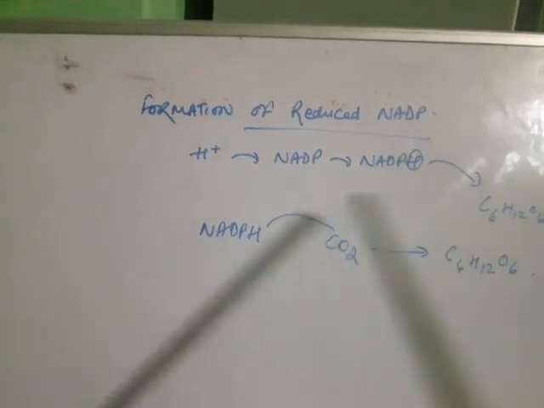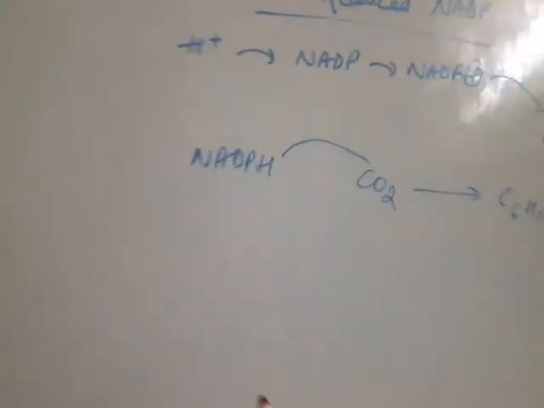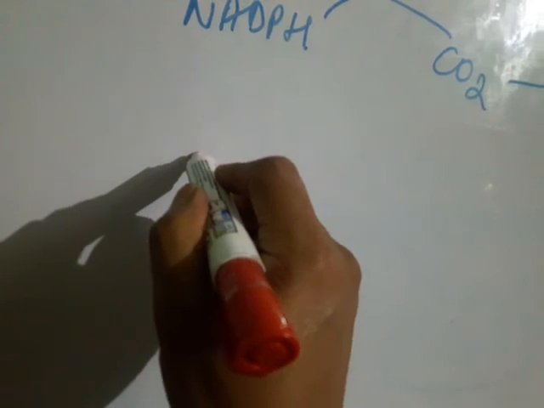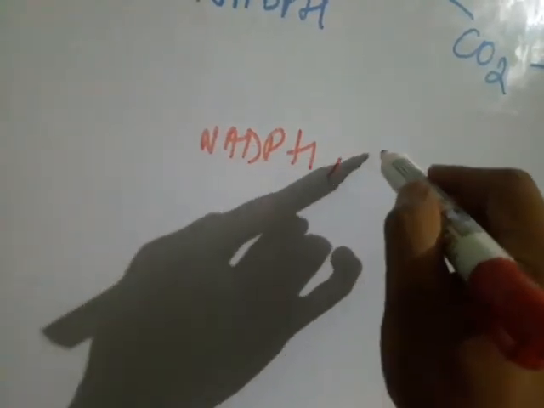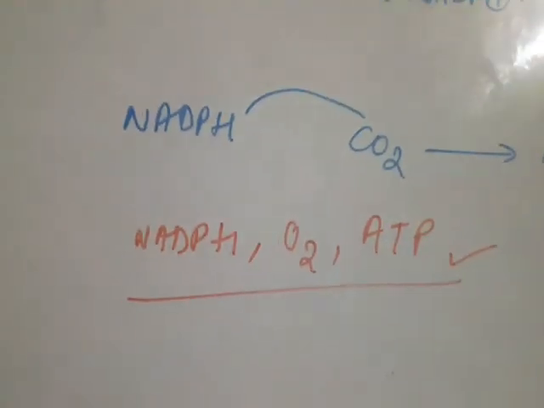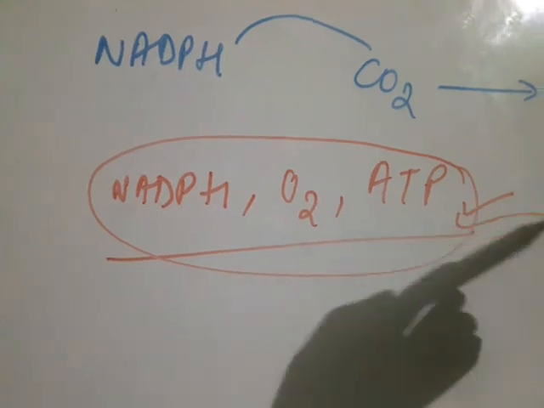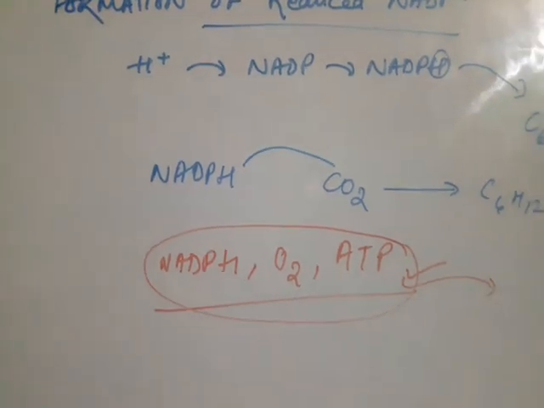Is that clear? So at the end of the light phase of photosynthesis, NADPH, oxygen gas, and ATP are formed, and these help in the next step of photosynthesis. That's all.